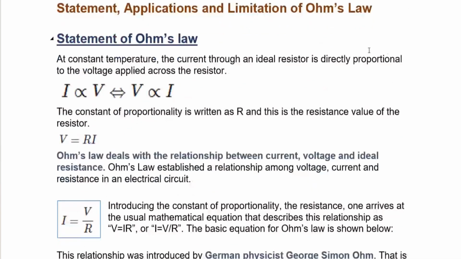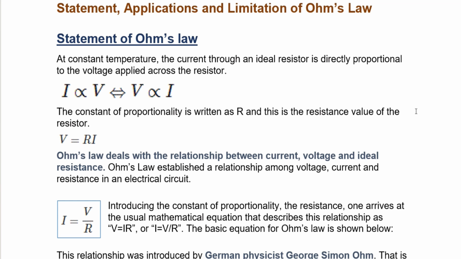So Ohm's law states that at a constant temperature, the current through an ideal resistor is directly proportional to the voltage applied across the resistor. This is very simple. If you take a resistor and apply a certain voltage, DC or AC, I is directly proportional to V, or V is directly proportional to I. Both are correct as far as the electrical circuit is concerned.